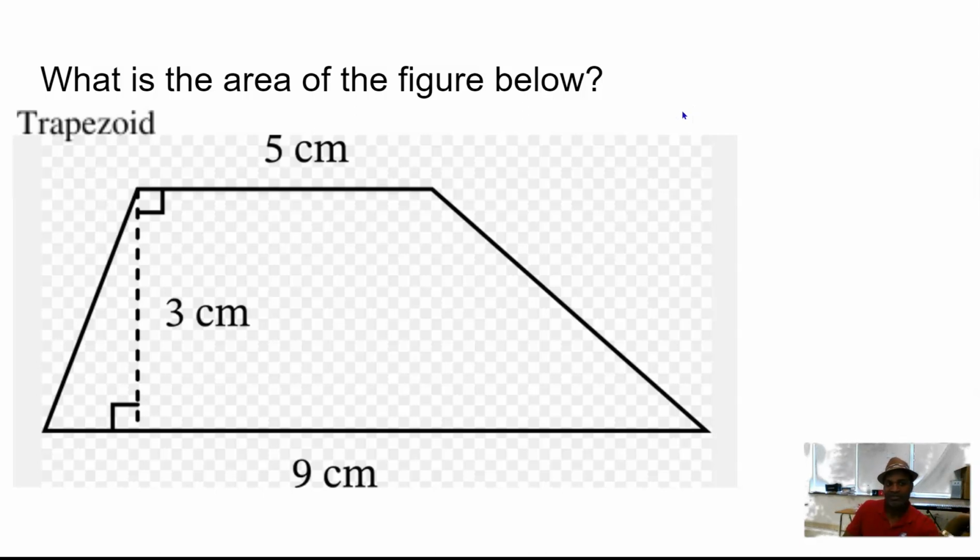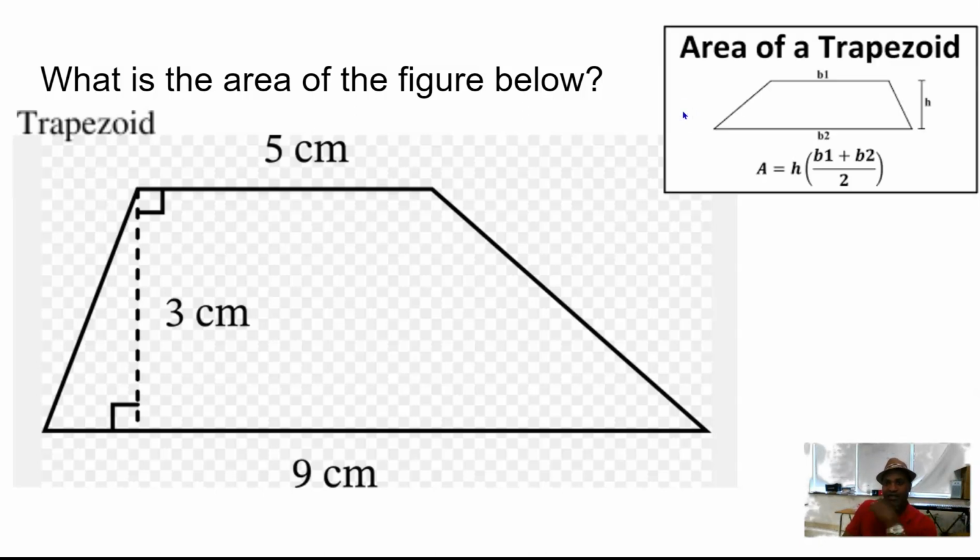You recognize this is a trapezoid, and the area of the trapezoid formula is this. A equals the height, the altitude, times the average of the bases. So if we want to find the area of this trapezoid, we will multiply the height, which is 3, times 5 plus 9, the sum of the bases, divided by 2.